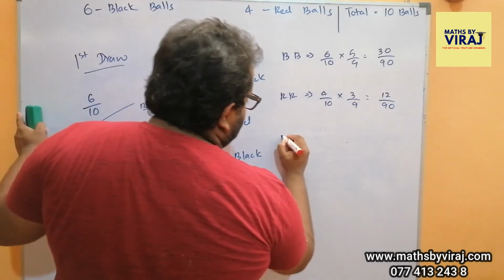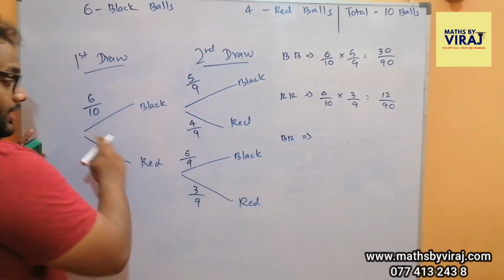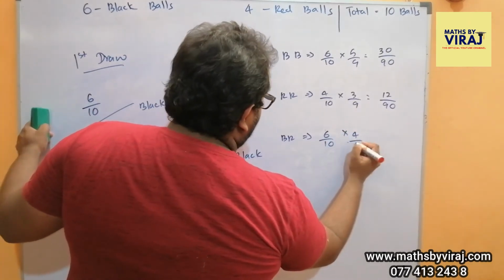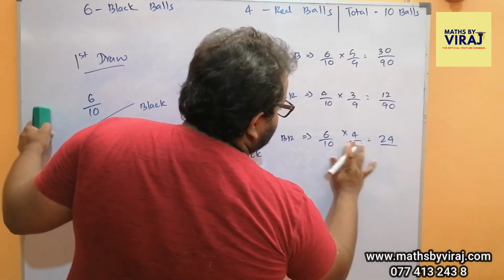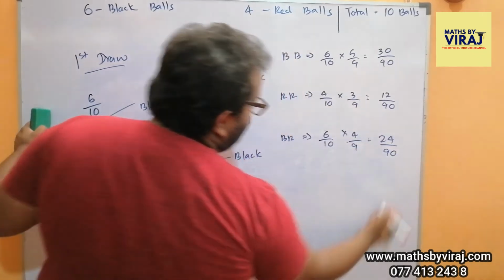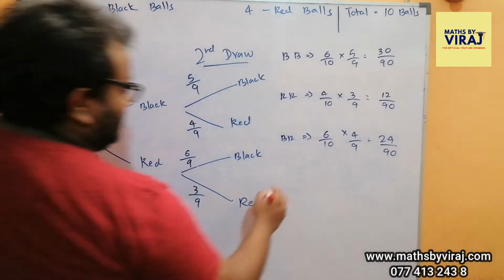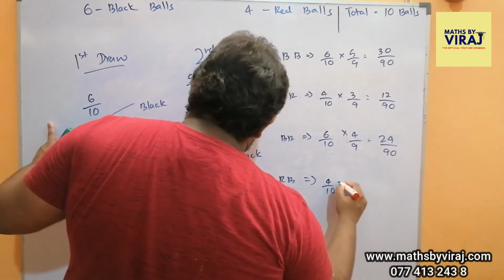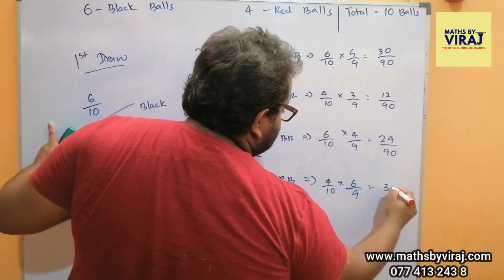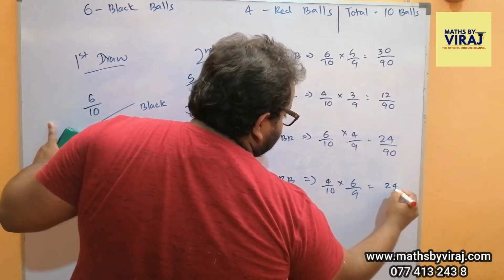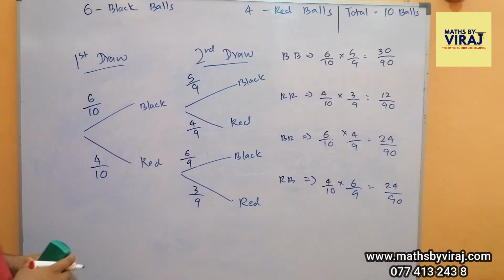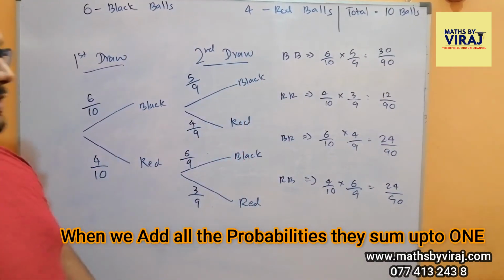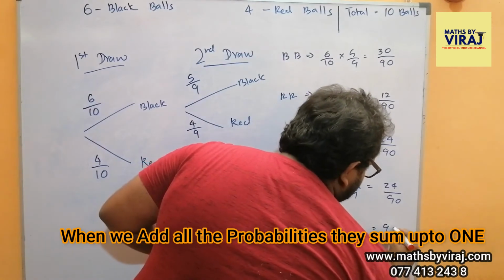What is the probability of getting a black and a red? Remember, not red and a black, black and a red. 6 over 10 into 4 over 9, which is 24 over 90. What is the probability of me getting a red and a black? Red and a black, 4 over 10 into 6 over 9, which is 24 over 90. Now as you can see, when you add all the probabilities, they add up to the whole number 1, which is 90 over 90.